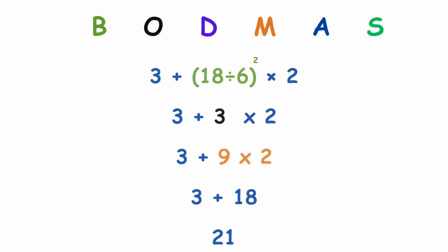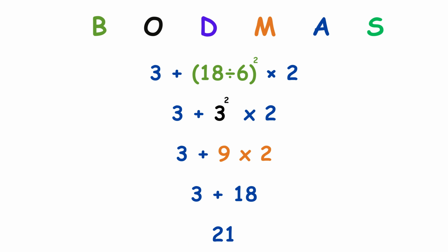Now, going back to our example problem, the very first thing we should do is look inside the brackets. The only operation within the brackets is a division, so we go ahead and solve that straight away. We take 18 and divide it by 6, which gives us the result of 3. Since 3 is now the only value remaining within the brackets, we can remove the brackets entirely. The new equation becomes 3 plus 3 squared times 2.